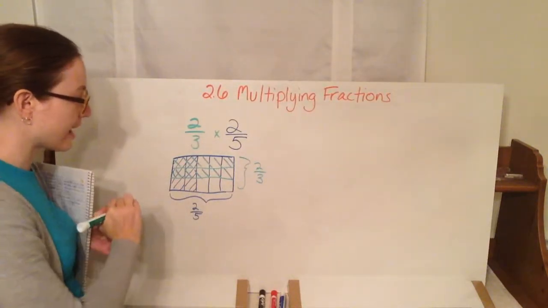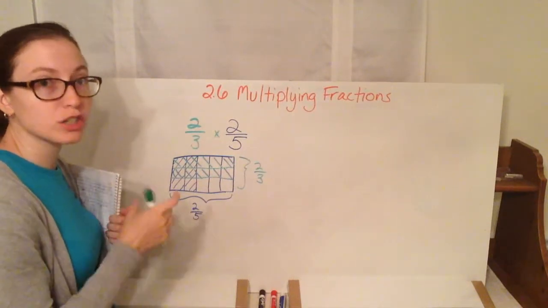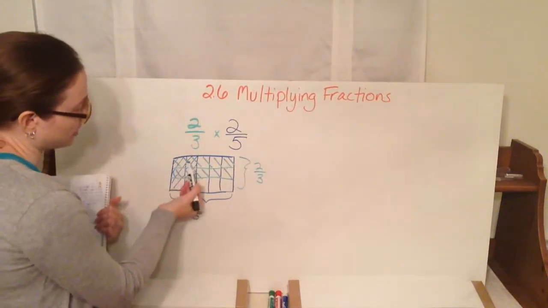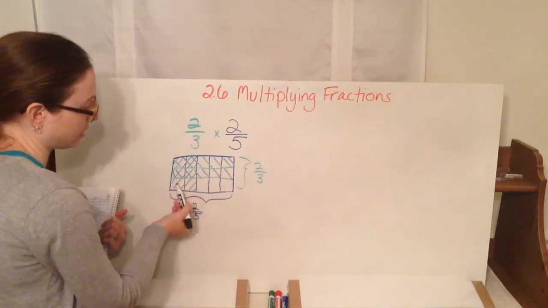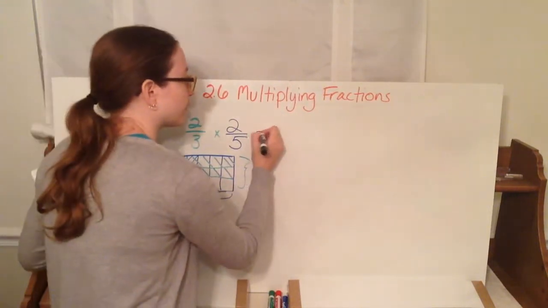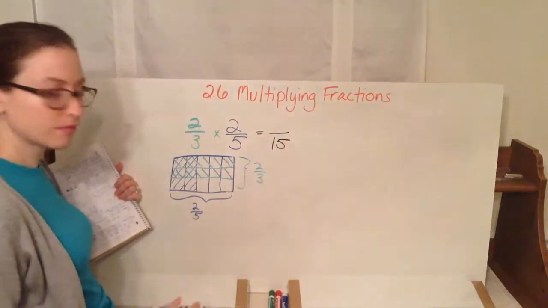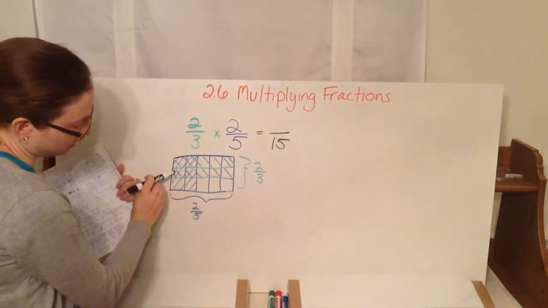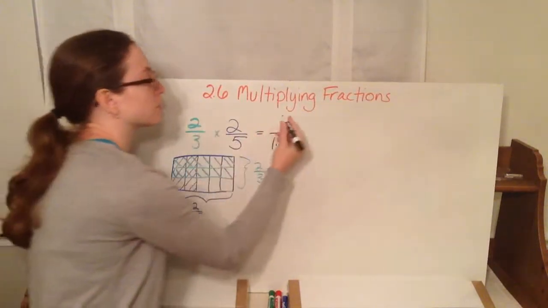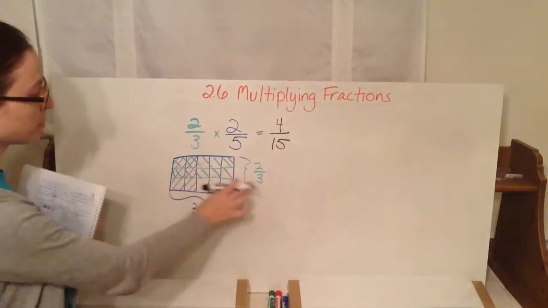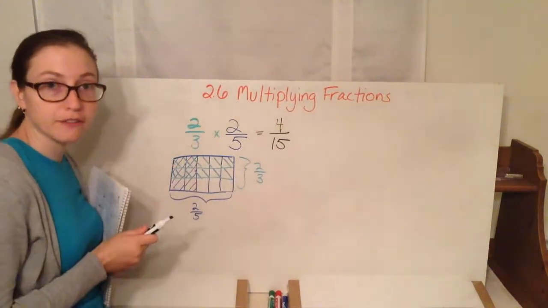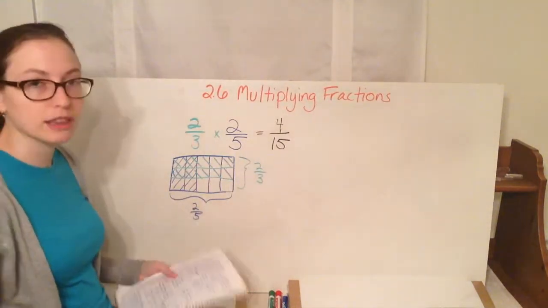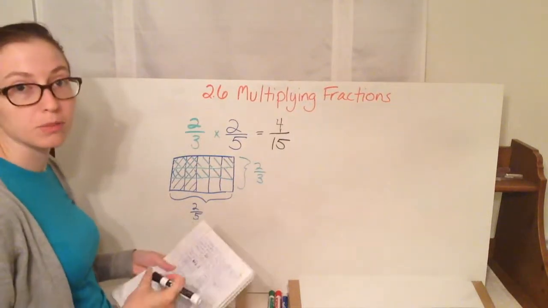Now I want to look at how many parts there are total and how many parts are overlapping. If I count this up, 1, 2, 3, 4, 5, 6, 7, 8, 9, 10, 11, 12, 13, 14, 15. So there's 15 total pieces now. And how many of them are shaded both ways? There's one, one, one, and one. So there are 4 pieces shaded both ways. So when I say 2/3 of 2/5, or 2/3 times 2/5, I get 4/15. I'm going to do another example like this, and then we'll look at the pattern because it's pretty simple, actually, to multiply fractions.